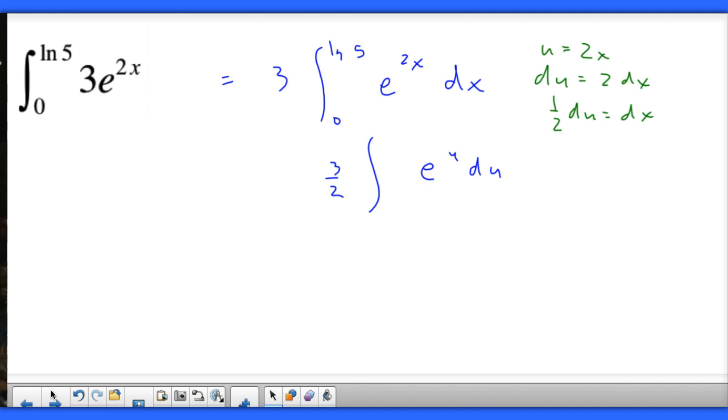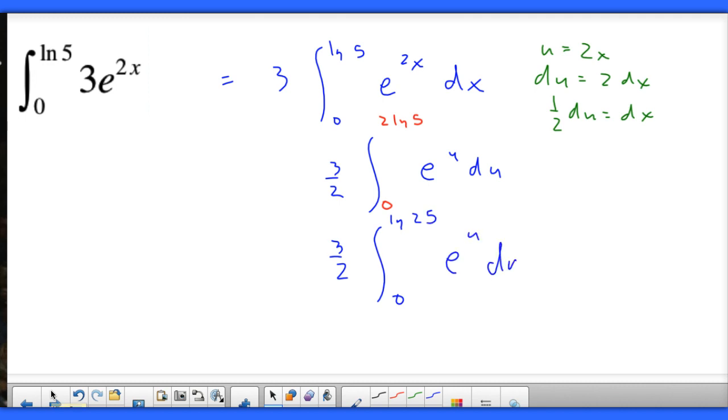All right, Fran, don't you need to change the limits? What do they change to? That's right. How about 2 ln 5? I know what Austin's going to make that. And this one will be 0. So wouldn't that turn out to be 3 halves, and u equals 2 ln 5 would be ln of 25? That'd probably be better. e to the u du. So that's going to be 3 halves times the antiderivative of e to the u, which is just e to the u, from ln 25 to 0.